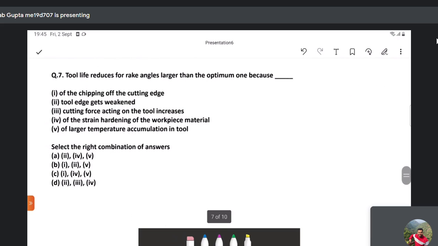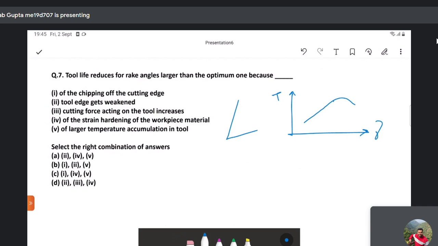Coming to the next question, tool life reduces for rake angles larger than the optimal one, because... As we know, suppose this is my gamma rake angle, and on the y-axis I have tool life. If we increase the rake angle, initially the tool life increases, but after a certain value, it again starts reducing. This happens because the material gets weaker as we are increasing the tool angle.